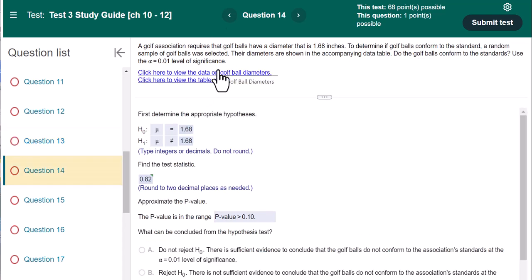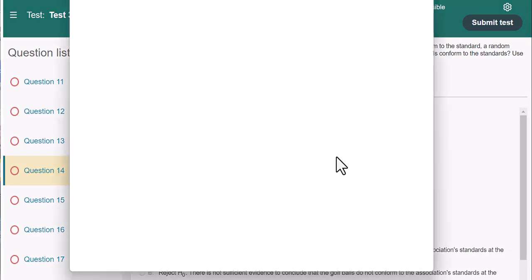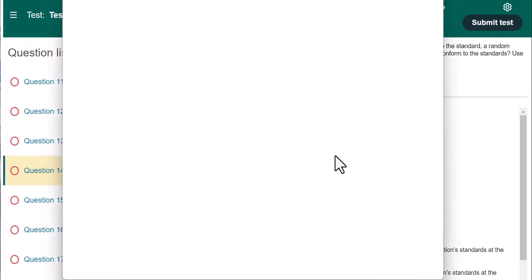So for this one, guys, I'm going to show you how to use StatCrunch to do it. A golf association requires a golf ball to have a diameter of 1.68 to conform to the standard. A random sample of golf balls was selected. The diameters are shown in the table. Do the golf balls conform to the standards? Use alpha equal to 0.01. So just click here and go to StatCrunch, open in StatCrunch.